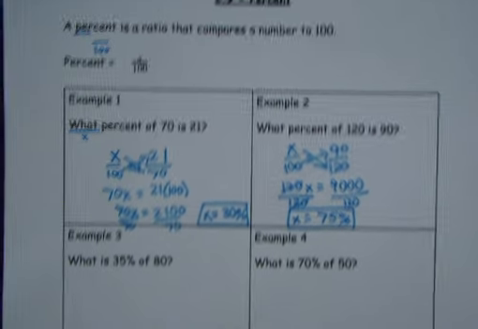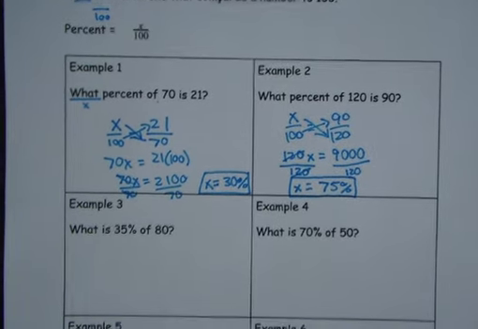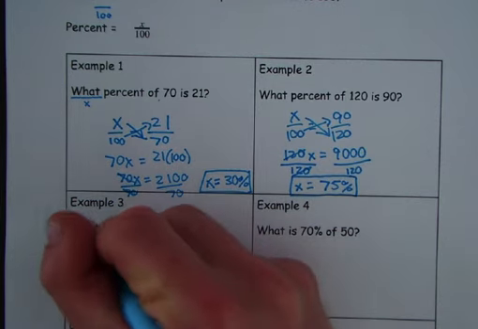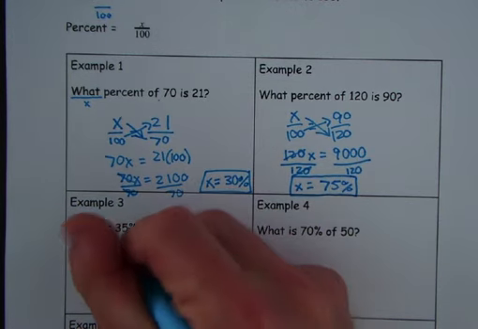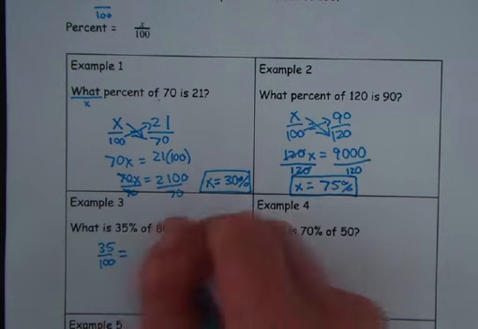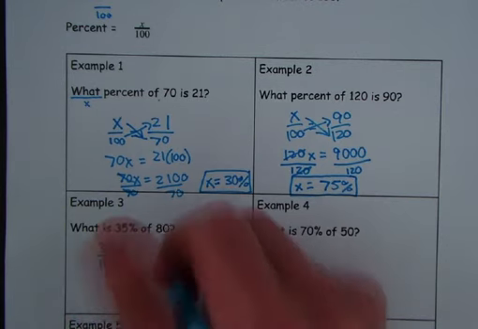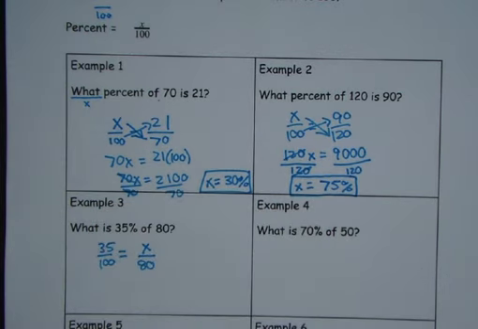Okay, now, this can look different. So instead of saying what percent of 70 is 21, now we might see something where we're given the percentage and we're trying to find it of a certain number. What is 35% of 80? Well, remember percent is 35 over 100. That's our percent. We're going to set that equal to some ratio. Well, it's what is 35% of 80, right? So the of 80 is going to be on the bottom. So our variable, x, is going to be up here.